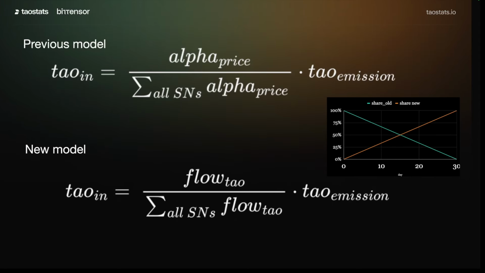But the big news here is that emission is now subject to the amount of tau being staked into a subnet. And in about 30 days, right about the time of the halving, this is going to be how 100% of the tau emission into subnets is going to be handled.